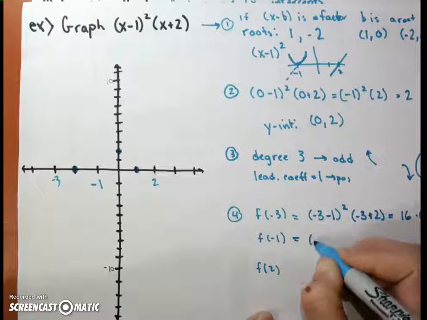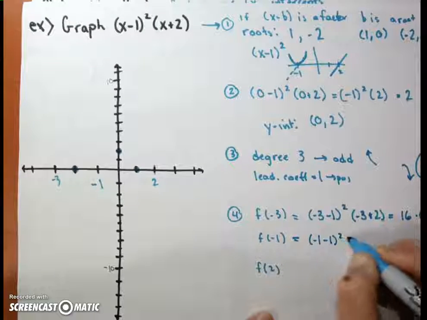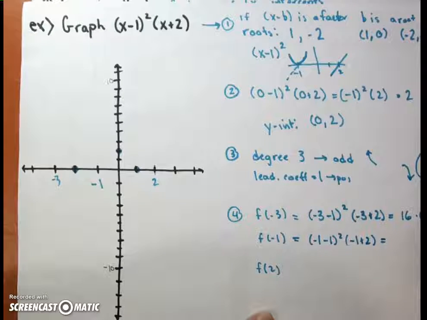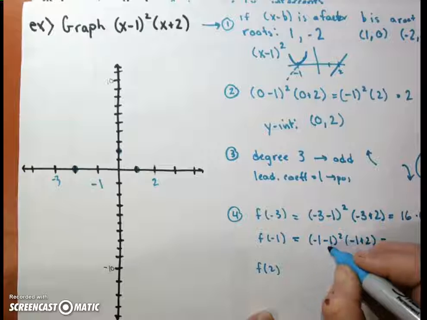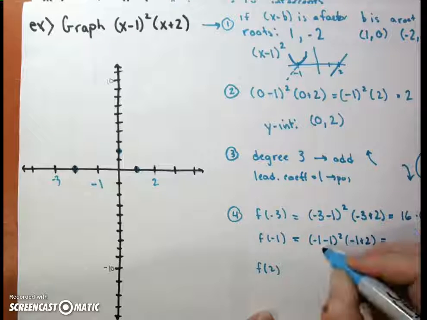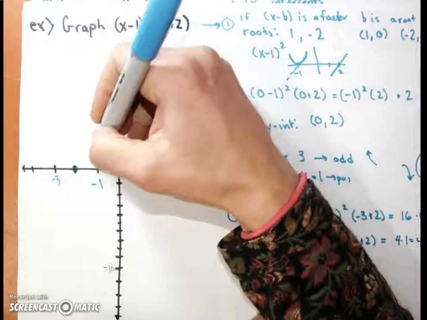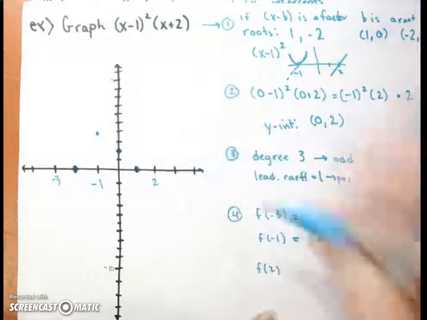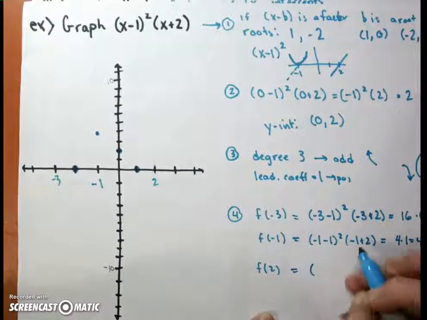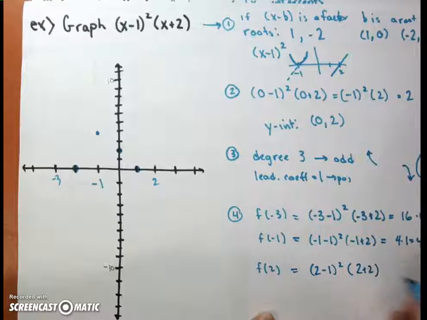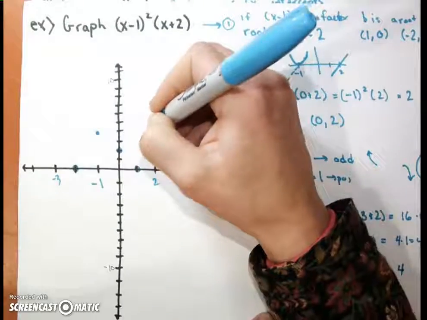F of negative 1 is negative 1 minus 1 squared times negative 1 plus 2, which will give me negative 1 minus 1 is negative 2, squared is 4. This is times 1, so 4 times 1 is 4. So at negative 1, I'm up at 4. F of 2 is going to be 2 minus 1 squared times 2 plus 2, which will be 1 squared times 4, which is 4 again.